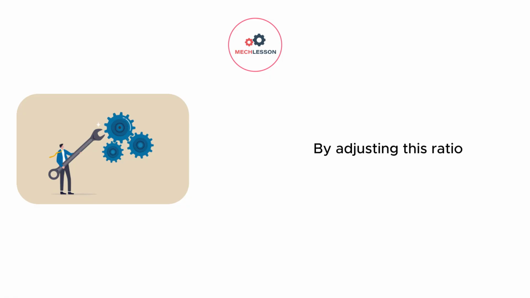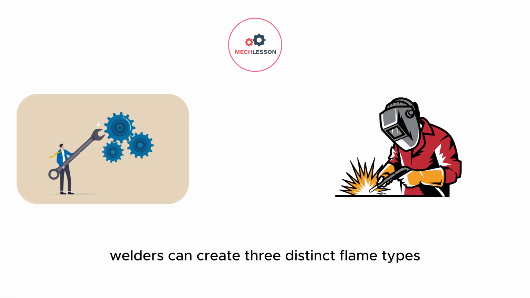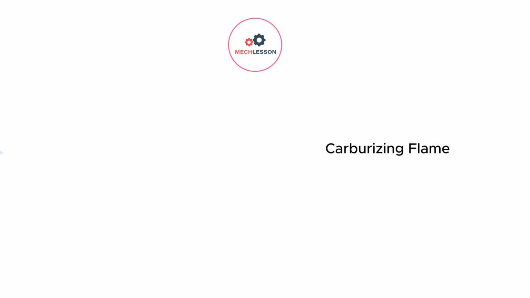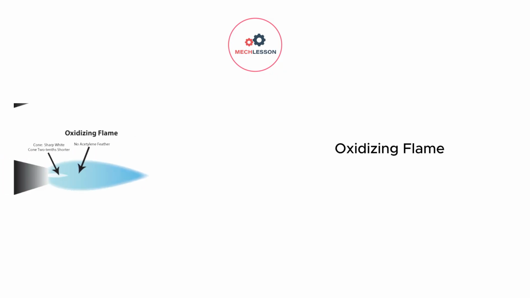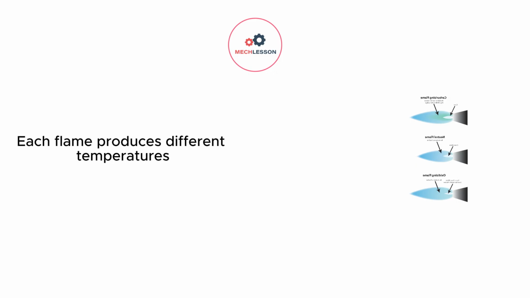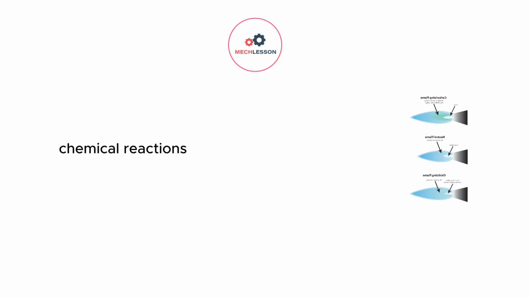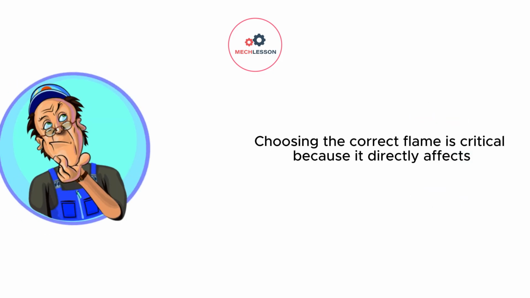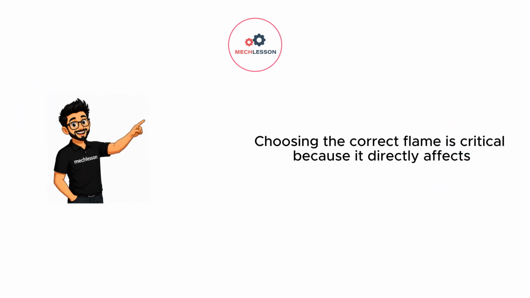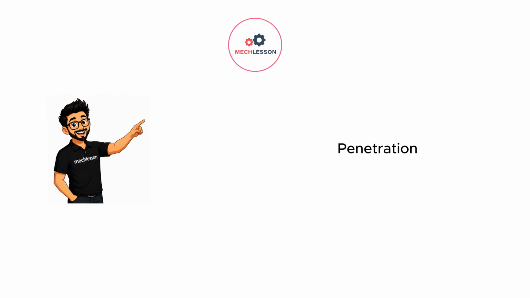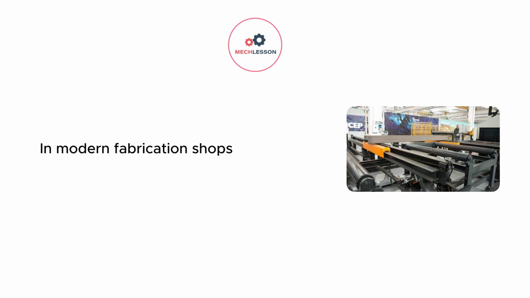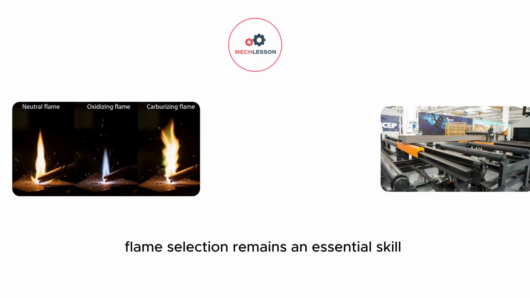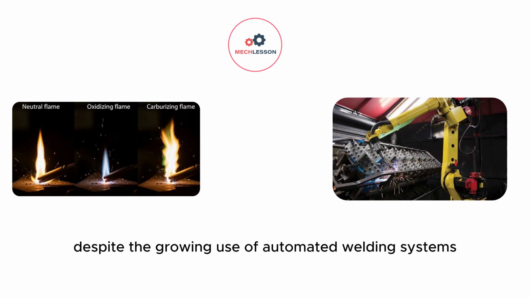By adjusting this ratio, welders can create three distinct flame types: a neutral flame, a carburizing flame, and an oxidizing flame. Each flame produces different temperatures, chemical reactions, and welding characteristics. Choosing the correct flame is critical because it directly affects weld strength, penetration, surface finish, metal properties, corrosion resistance, crack resistance, and overall weld quality. In modern fabrication shops, flame selection remains an essential skill despite the growing use of automated welding systems.